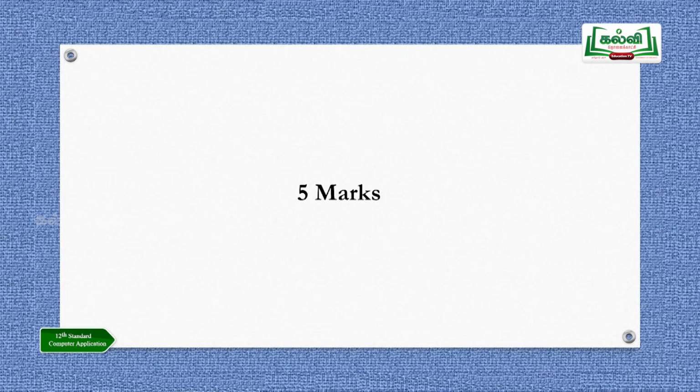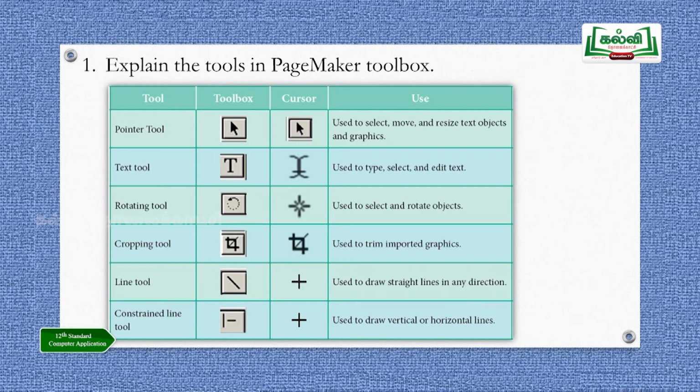We move on to the 5-mark questions. First 5-mark question: explain the tools in the PageMaker toolbox. The complete chart is given in your book. What are the tools available in PageMaker? As I told you in the beginning, if you remember that image, in the left hand corner you will have your toolbox. You will have various icons in this. Each icon has a specific function. Now we will see it one by one.